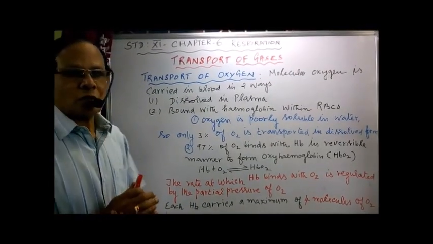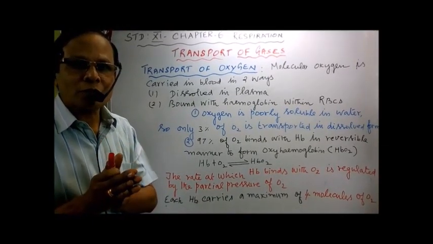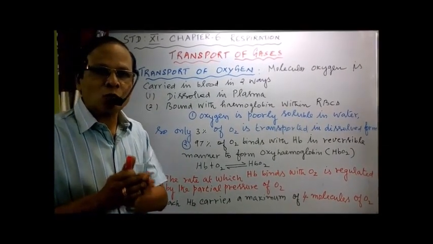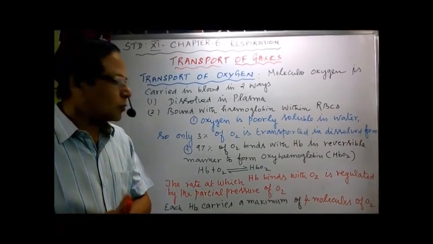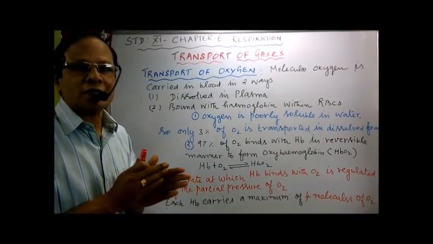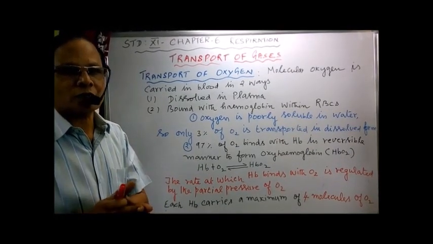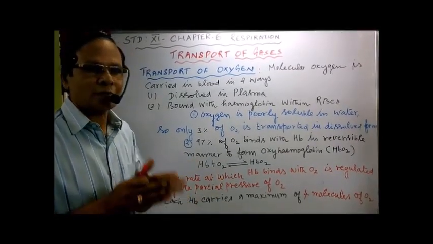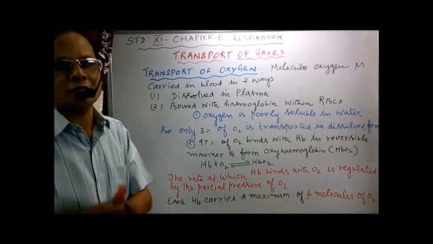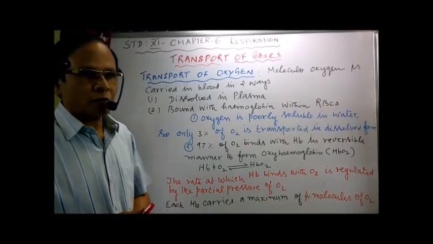So each hemoglobin contains 4 atoms. So the maximum number of oxygen molecules carried by one molecule of hemoglobin is only about 4 molecules of oxygen. This is the oxygen carrying capacity of hemoglobin in terms of molecules. So each hemoglobin carries a maximum of 4 molecules of oxygen. Okay, we will continue further about actual transport of oxygen.